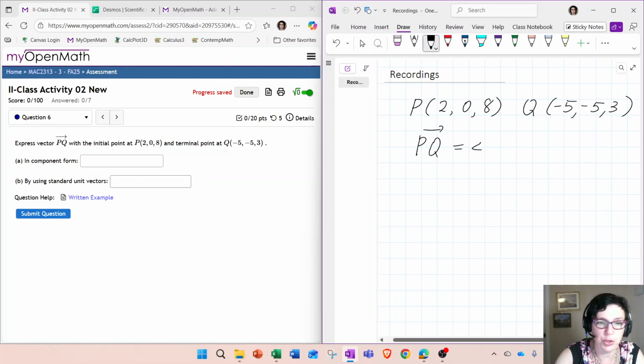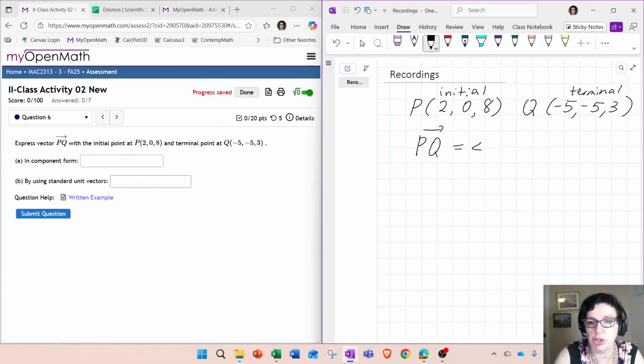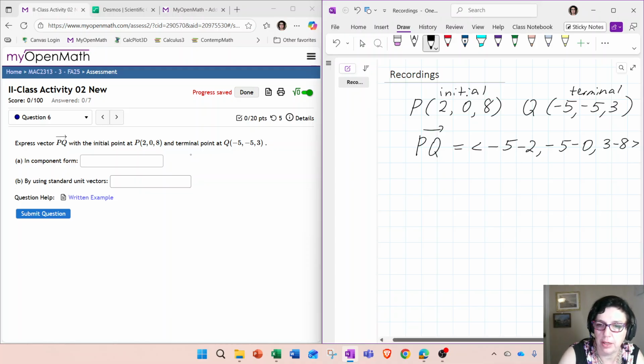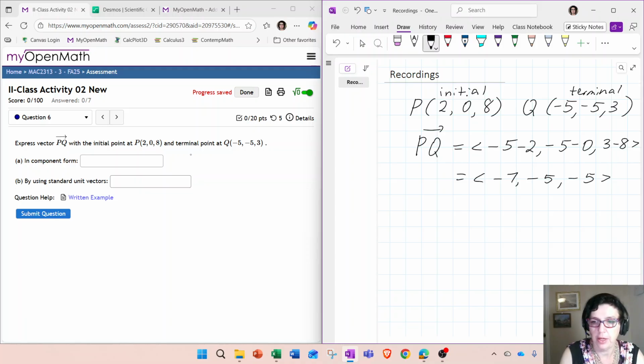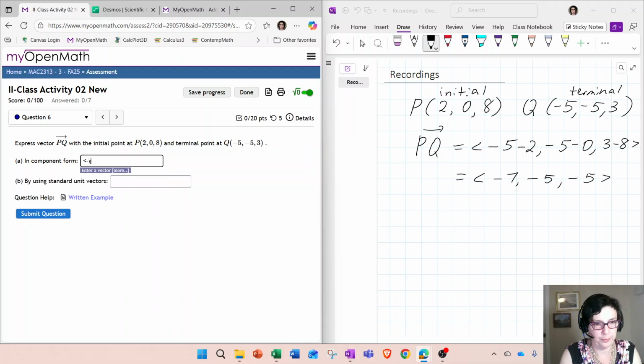Now it matters which one is the initial and which one is the terminal. So this is initial, and then this is the terminal. So you want to subtract the coordinates of the initial point from the terminal point. So start with the terminal point first, always start with the terminal, subtract initial, okay? And be careful if subtracting a negative. Well, here we don't have any negatives in the initial point. Okay, so we're gonna get <-7, -5, -5>. That's gonna be the component form.